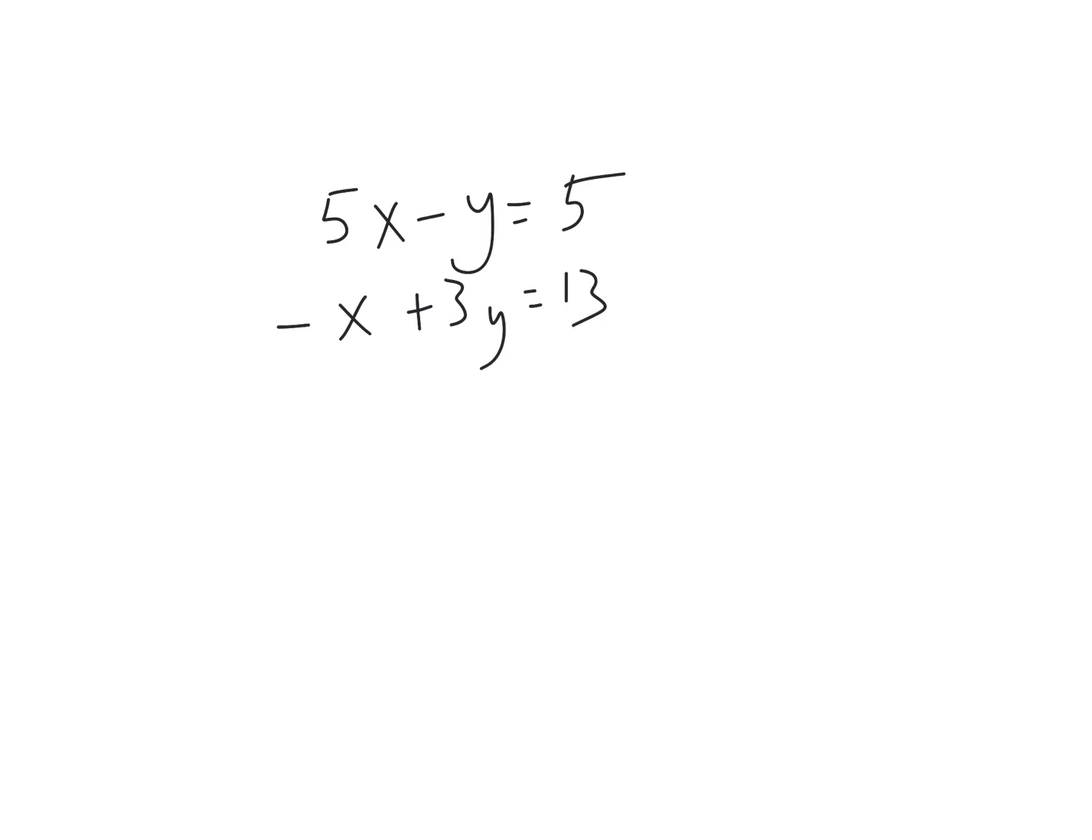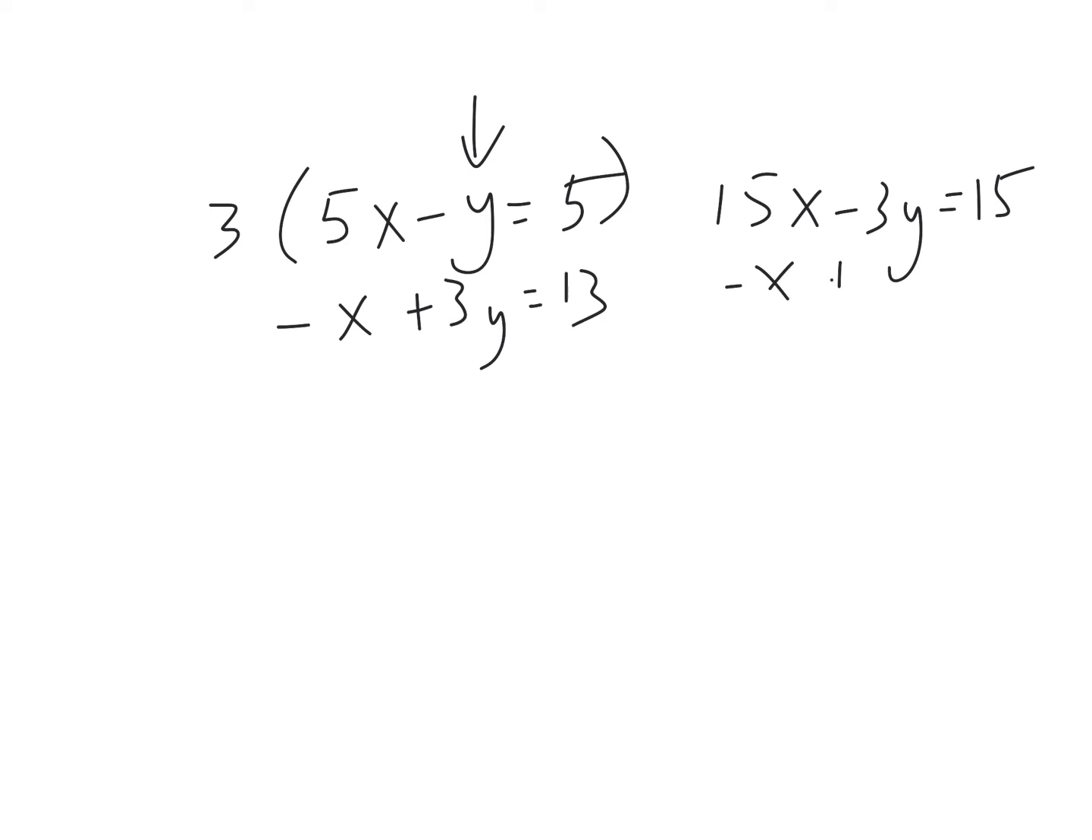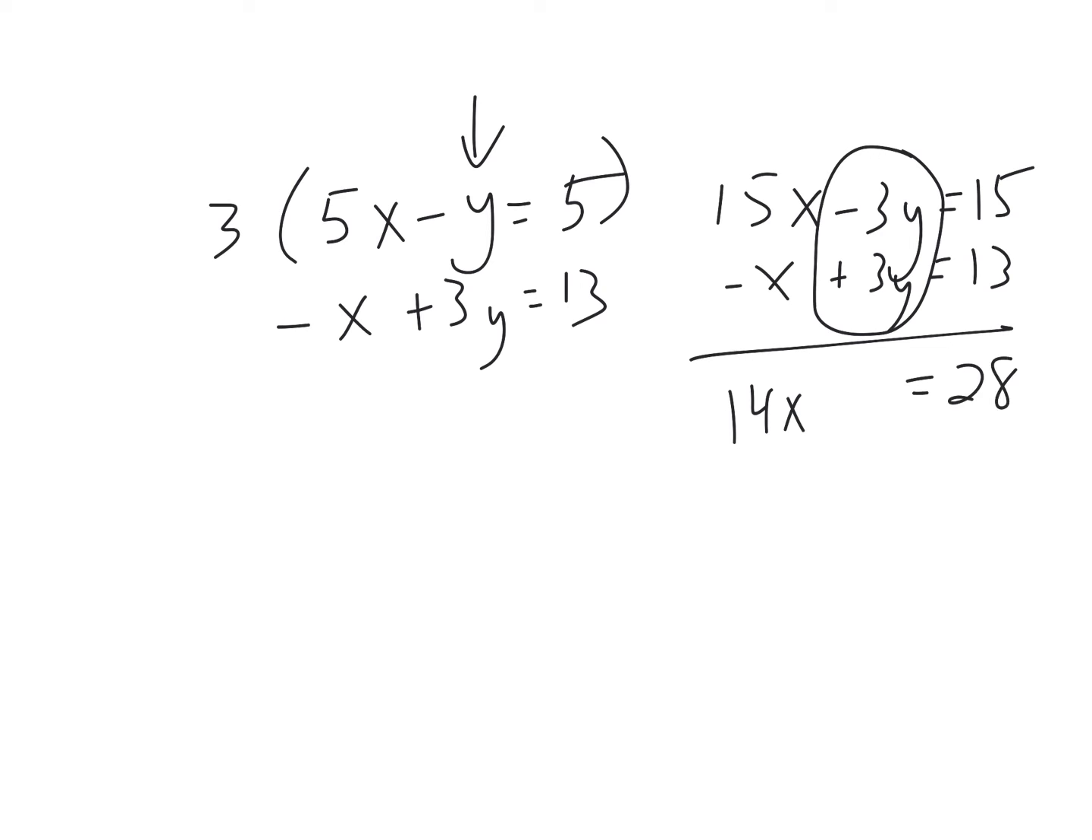So could I multiply this top one by 3? Would that make the y's opposites? Yes, it would. So that's going to give me 15x minus 3y equals 15. And then I got a -x plus 3y equals 13. So these two are now opposites, aren't they? So if I add these up, that's going to be 14x, and that's going to be 28. So I divide by 14, x is 2.